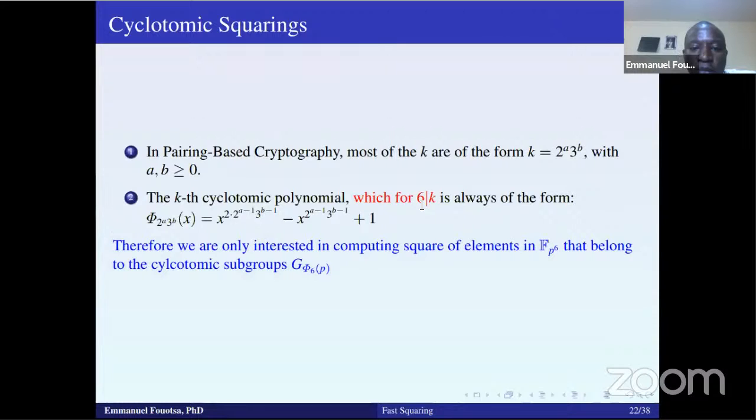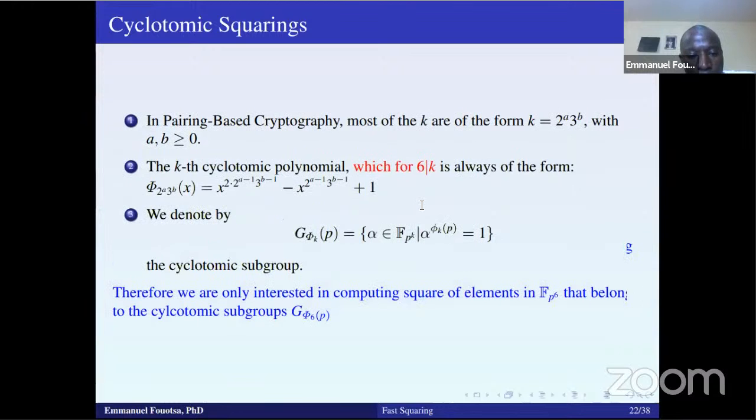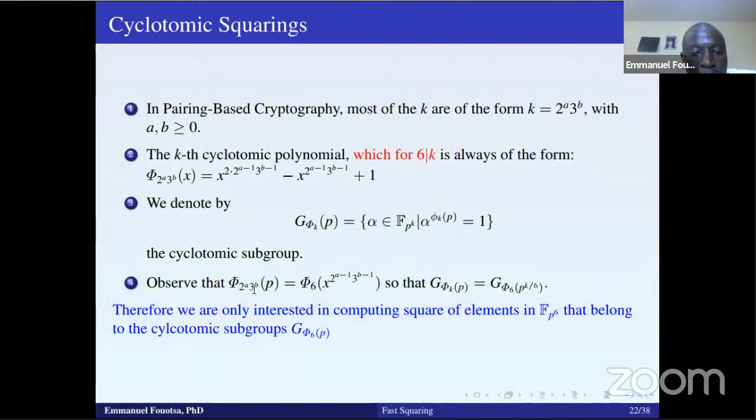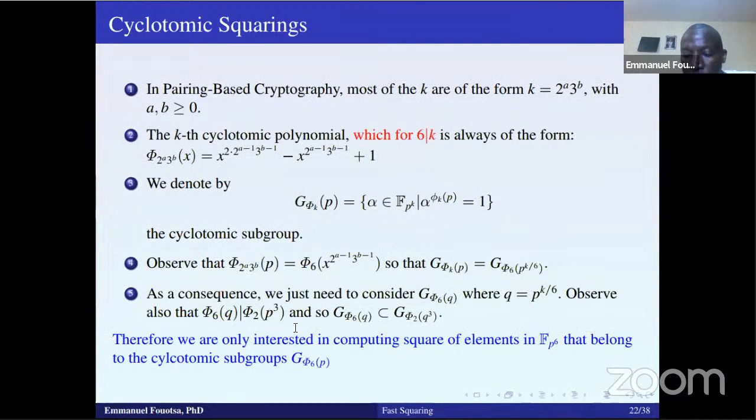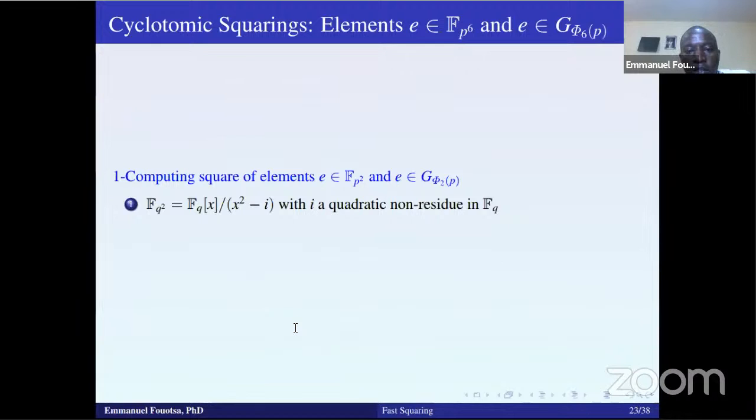So if we take K in that form, and in particular the case where 6 divides K, then we can observe that this polynomial is exactly equal to this one. And so we will be interested in computing squares of elements of FP6 that belong to the cyclotomic subgroup. So how do we deal with this? I'm going to explain how to compute the square of an element of FP6 belonging to the cyclotomic subgroup. For that, I'll start with the extension of degree 2, then the extension of degree 3.